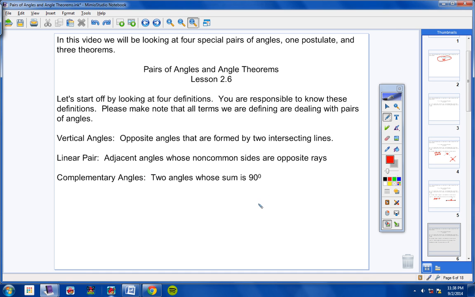Moving on to our third definition, please copy this down. You study this since elementary school. You know this. Complementary angles, two angles whose sum is 90. Two angles whose sum is 90.